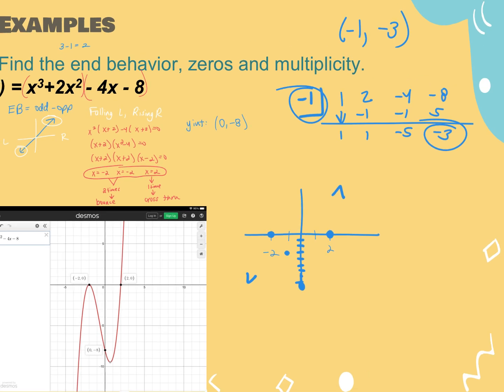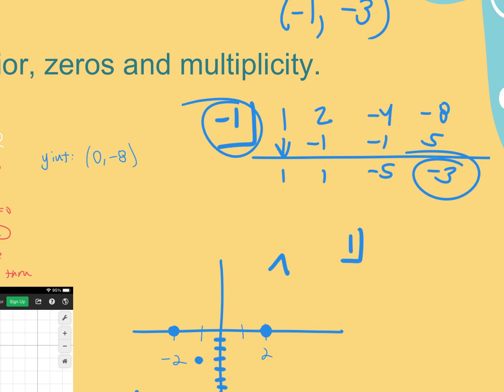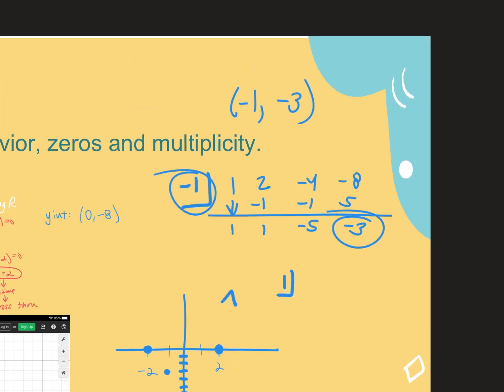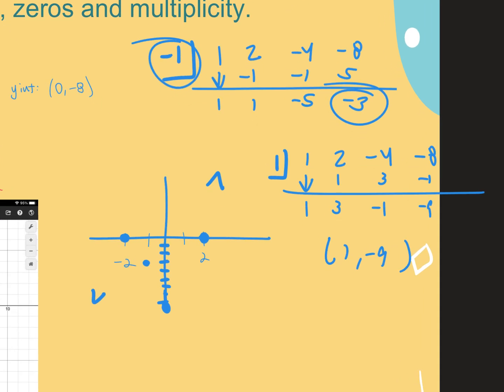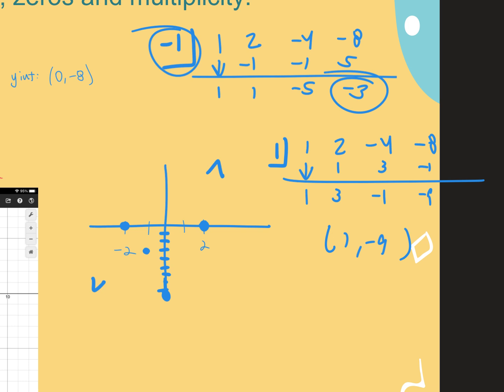Let's pick positive 1. All right, it becomes hard when you have to use a fraction. I understand that. Again, those will probably be ones that you have a calculator for. So 3, negative 9. So this additional point is what? 1 comma negative 9. So I'm going to go 1 and then negative 9.